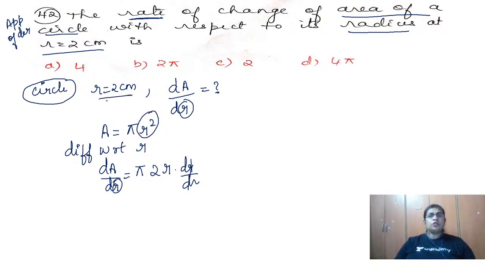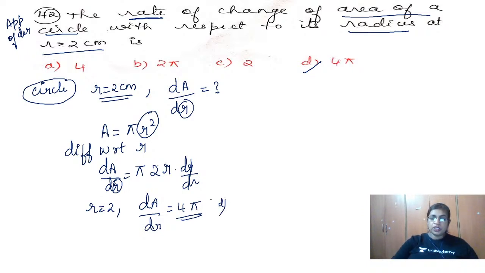r is equal to 2, substitute. So when you substitute r is equal to 2, you are getting dA by dr is equal to 2 into 2, we are getting 4 pi. So what is your answer here? 4 pi, and that is your D option. Is that clear to you? Yes? Okay. So we move on to the next question. Hope this is clear. So this is the D option.